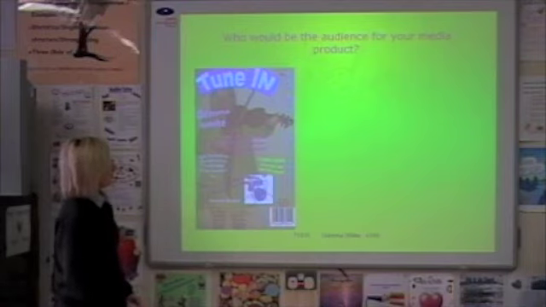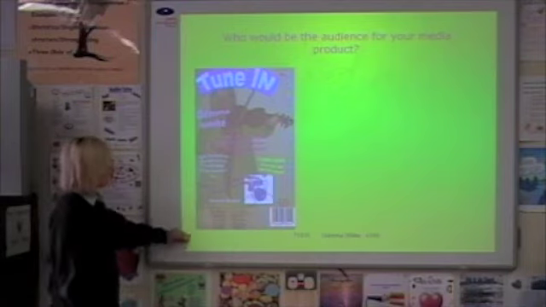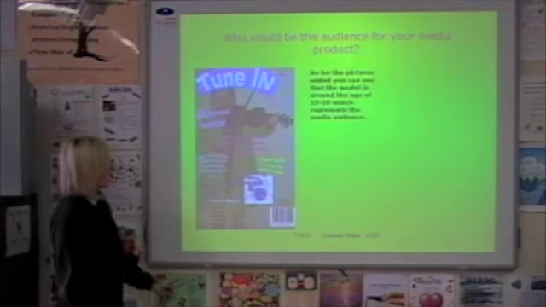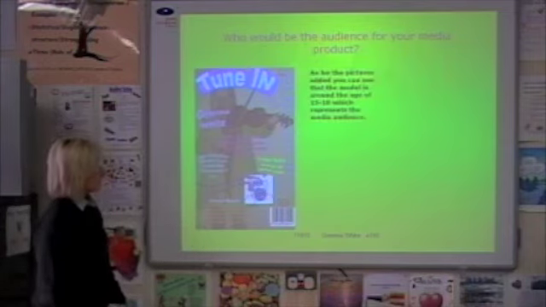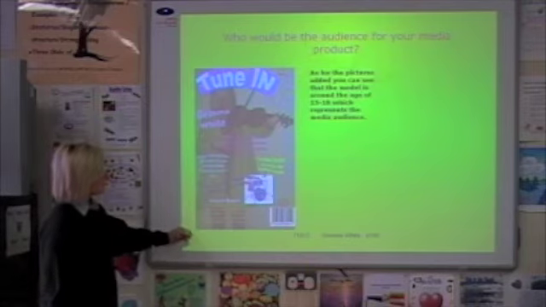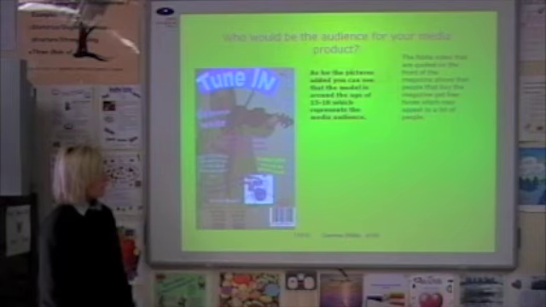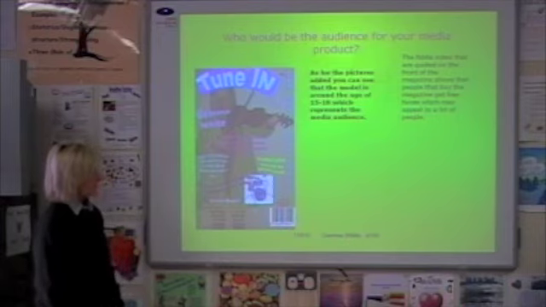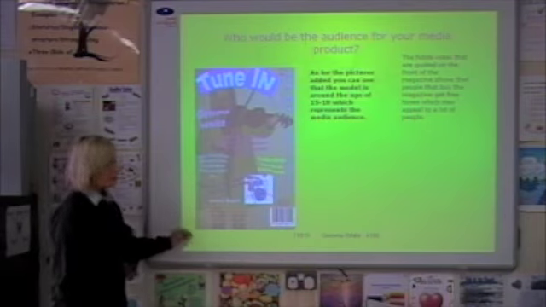Who would be the audience for your media product? As for the pictures added, you can see that the model is around the age of 15 to 18, which represents the media audience. Fiddle notes quoted on the front of the magazine show that people who buy the magazine get free tunes, which may appeal to a lot of people.